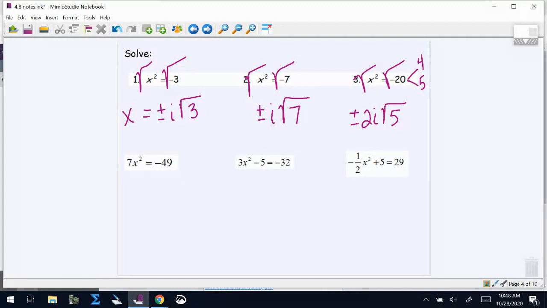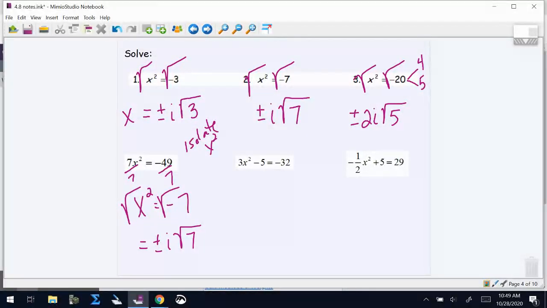The bottom row has a little extra work. First, you have to isolate. So anytime you have the x squared that has extra stuff with it, make sure you isolate the x squared first. So I'm going to divide by 7 to get that x squared by itself. Then I'm ready to take the square root of both sides. And just like one of the ones that we did earlier, we're going to have a plus or minus. We're going to have an i because of the negative under the radical. And we're going to have a square root of 7 because 7 has no perfect factors.